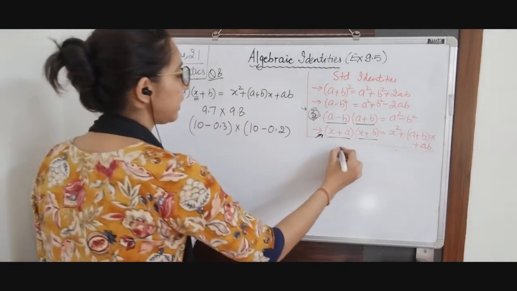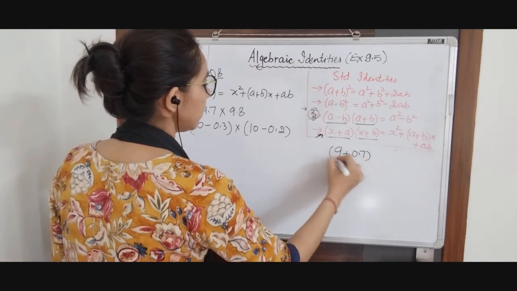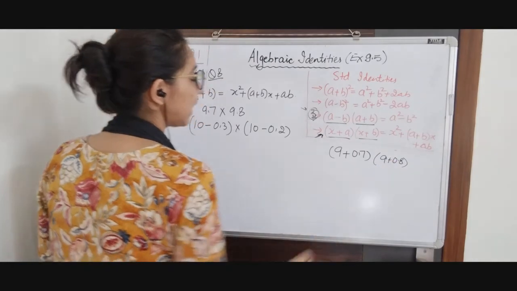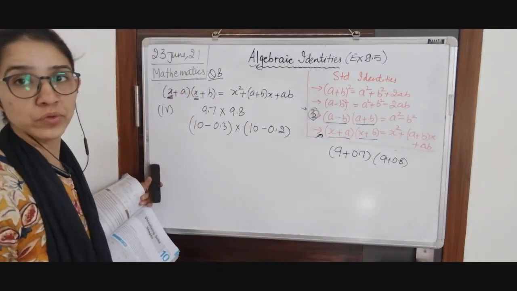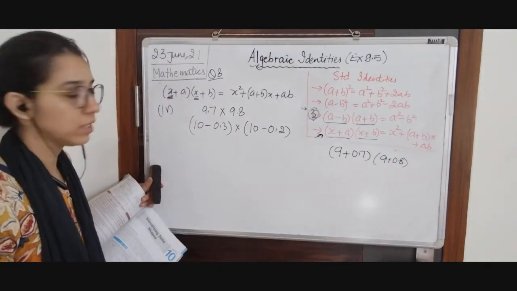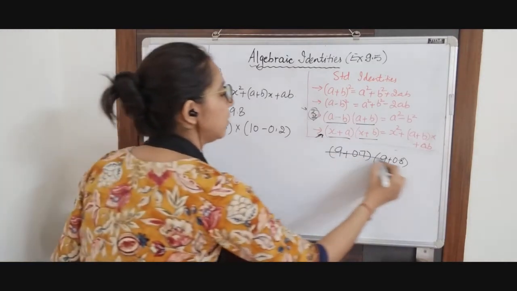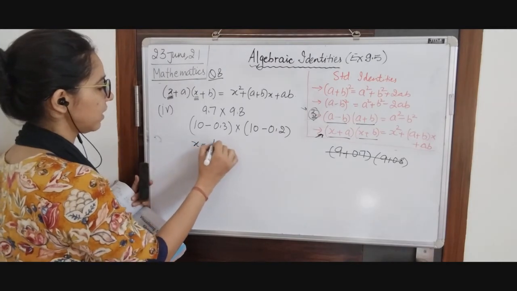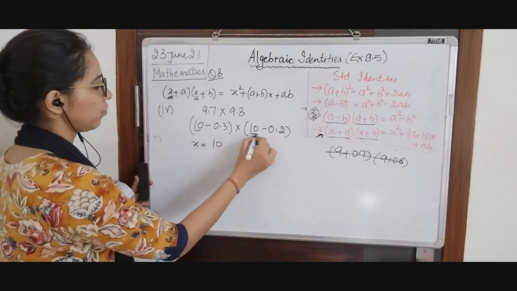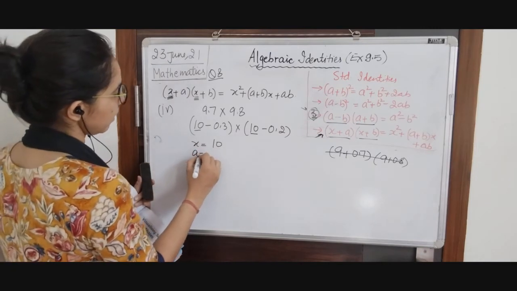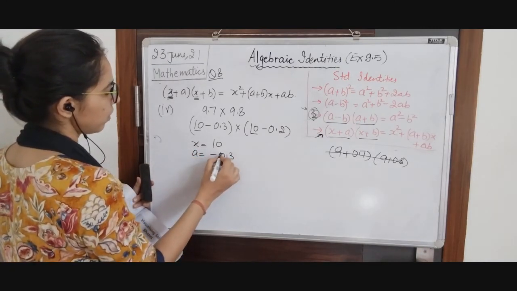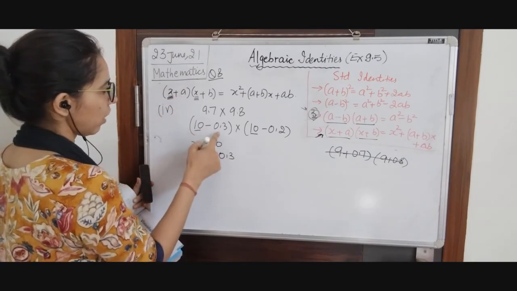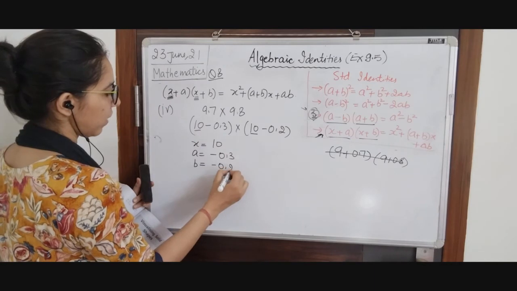You can also write them as 9 plus 0.7 into 9 plus 0.8, but the calculations you are going to get are not going to get simplified but rather complicated. So this is much simpler. I am going to use this. Your x is here 10, common in both the binomials. A is your minus 0.3. Remember to put the sign before numbers because in it it is plus a. So you have to write minus 0.3 and minus 0.2.